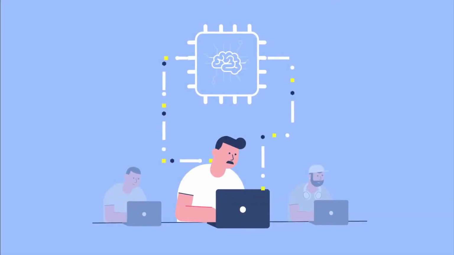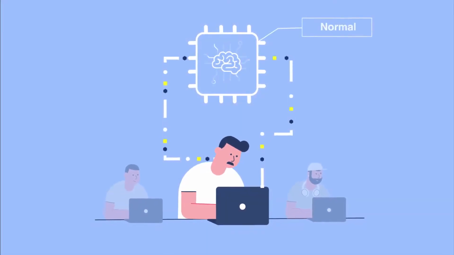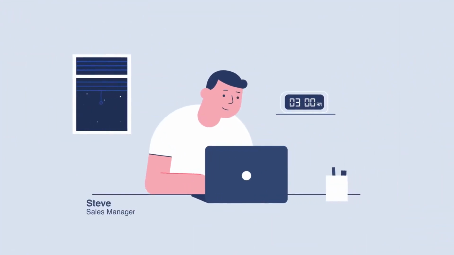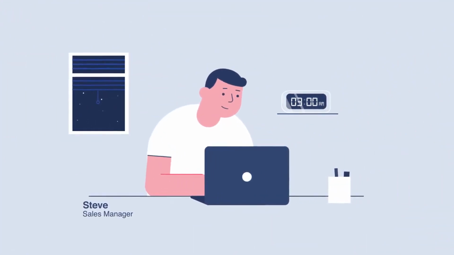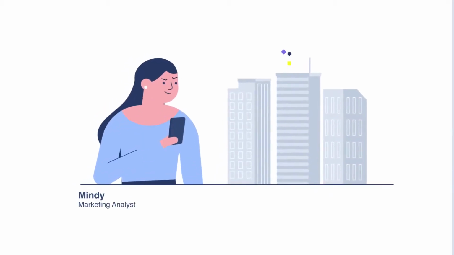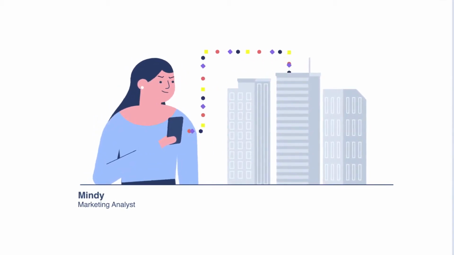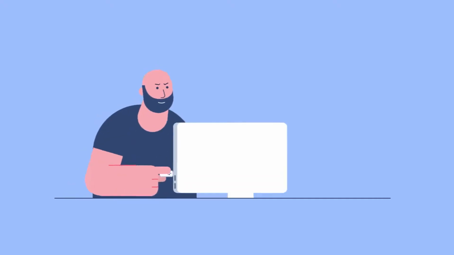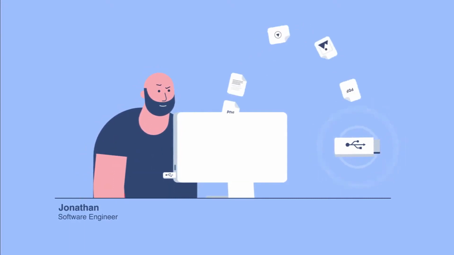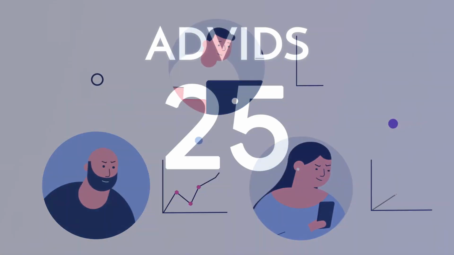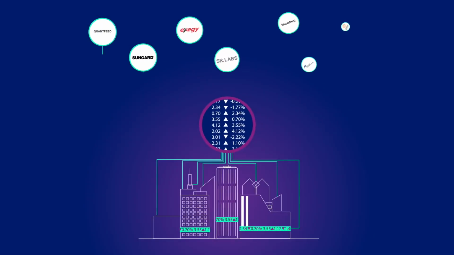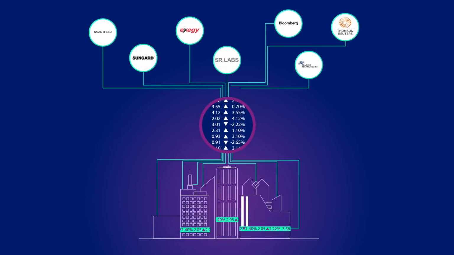Create a normal profile for each user and machine on the network. Is it normal for an employee called Steve to log on to the network at 3 a.m.? Is it normal for Mindy to access the customer database from a remote location? Is it normal for Jonathan to download 100 different files onto a USB? In case a user's action shows a deviation from what is normal, it is flagged. Often with technologies from multiple vendors.